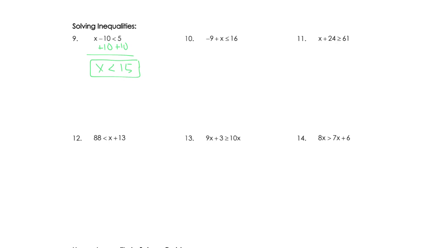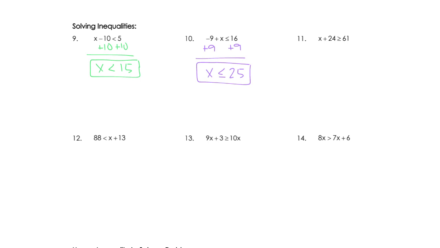Sometimes I may ask you to go ahead and graph that, so you could draw your own number line, or sometimes I'll give you a number line, put your 3 numbers on there, put an open or closed circle, and do your shading. But in this case, it just says to solve, so we're not going to graph any of them. On number 10, I see -9 plus x. I need to move the -9, and I'm going to do that by adding 9 to both sides. So I have x is less than or equal to 25.